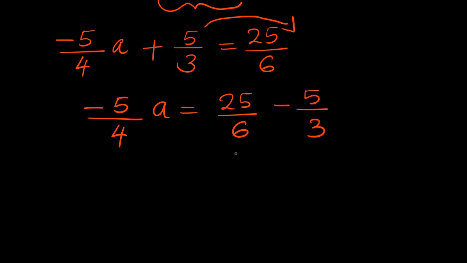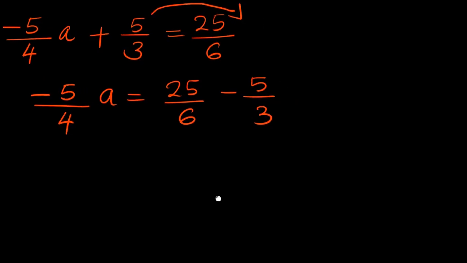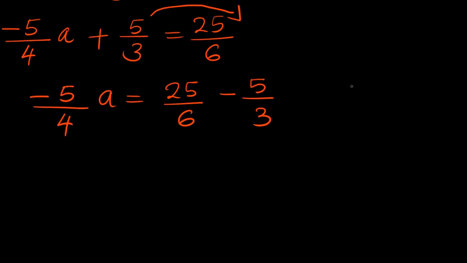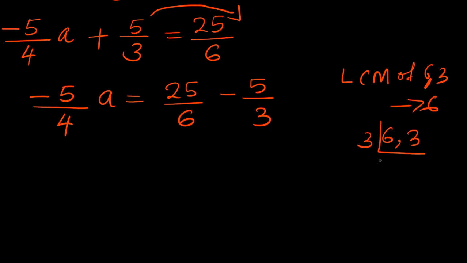Next, check the right side. These are unlike fractions. Their denominators are different. So we have to find the LCM of 6 and 3. How can you find the LCM of 6 and 3? Least common multiple of 6 and 3 is 6. You can use the ladder diagram method. Both are divisible by 3. So 6 divided by 3 is 2, 3 divided by 3 is 1. So multiply all these numbers: 3 times 2 times 1 is equal to 6. So LCM of 6 and 3 is 6.